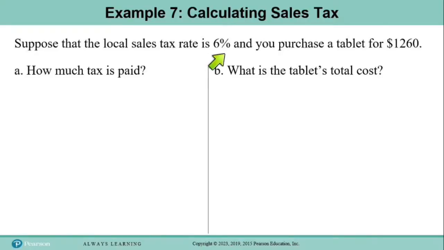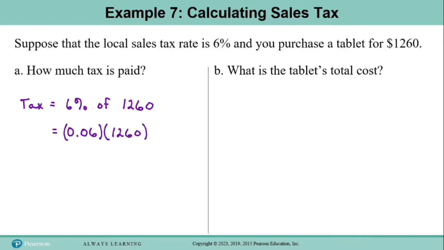First, they want to know how much tax is paid, then they want the total. So the tax is 6% of the $1,260. So we'll write that tax equals 6% of $1,260. So when we convert this to decimal form, it's going to be 0.06 times $1,260, and that tells us that the tax is going to be $75.60.